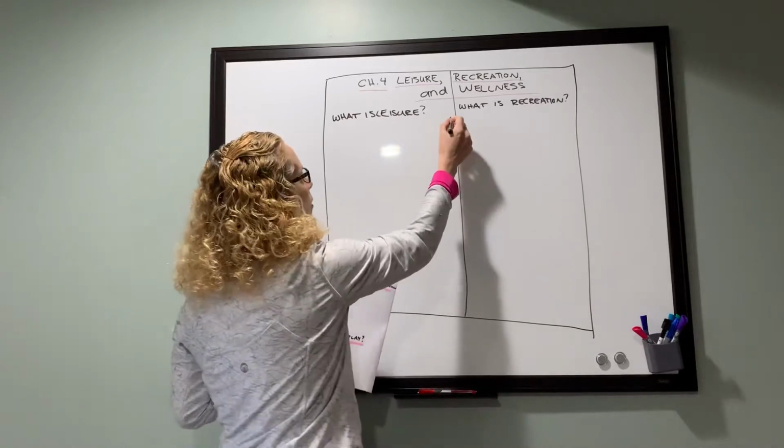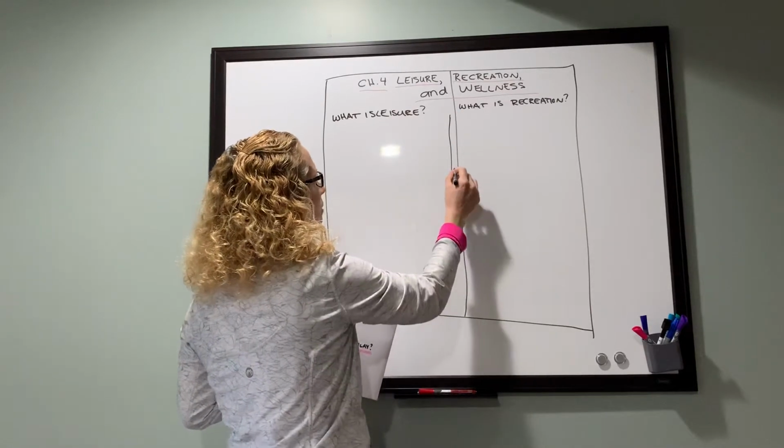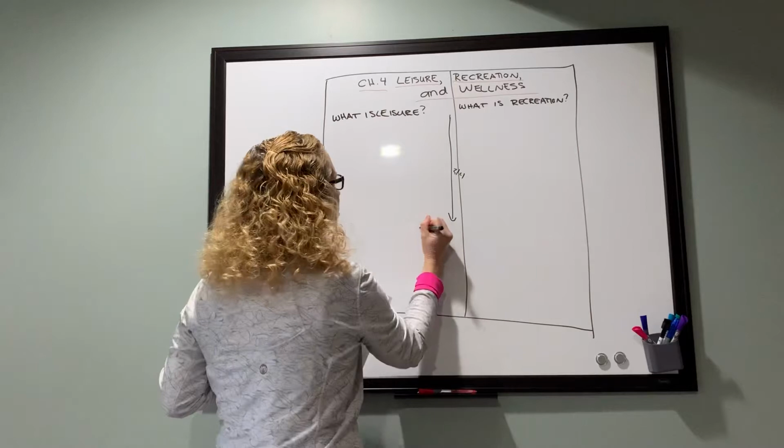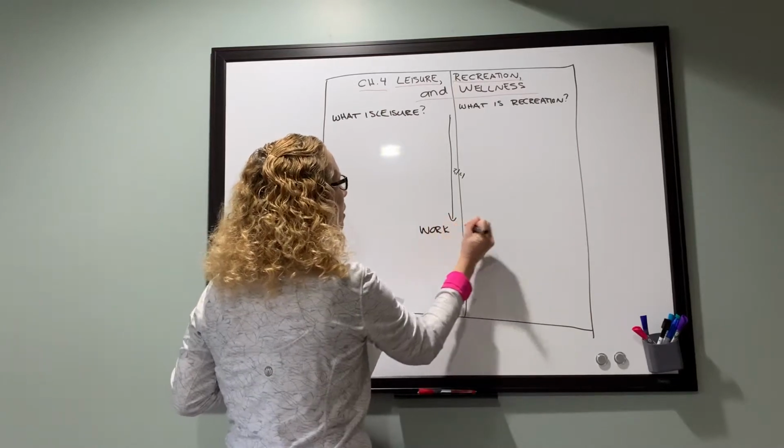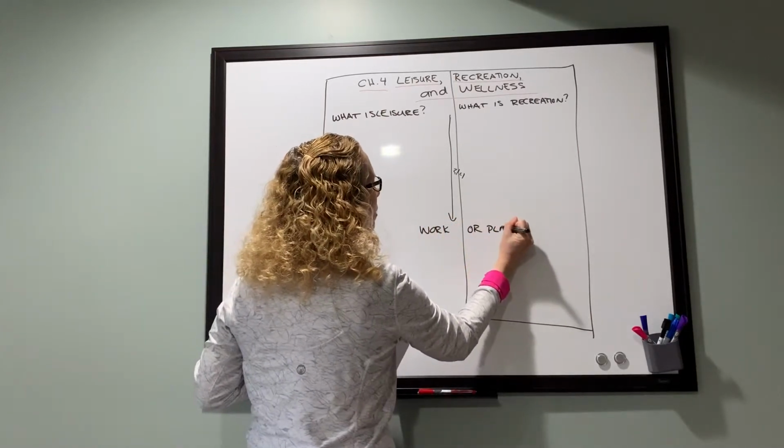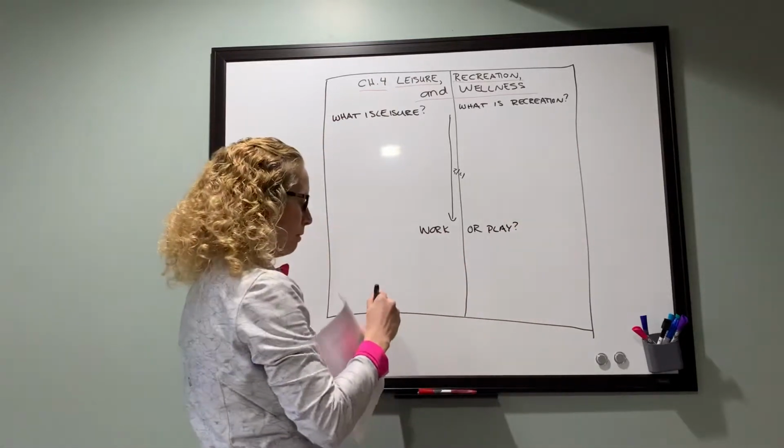And then about 3/4 of the way down the page, don't write this arrow. Okay, about 3/4 of the way down the page, I want you to write the words work on one side or play on the other side with a question mark.